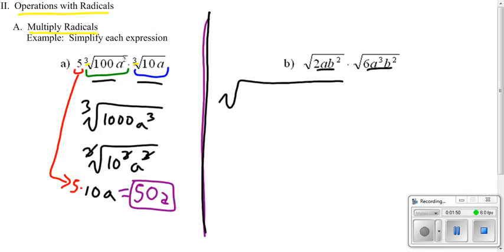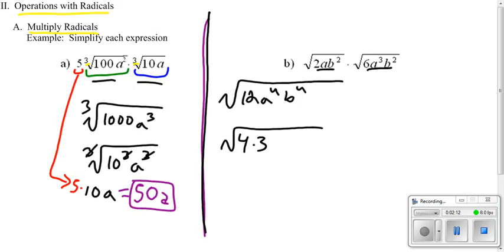So 2 times 6 is 12. A times a cubed is a to the 4th. And b squared times b squared is b to the 4th. Now here, we recognize that we don't necessarily have perfect squares. Our 12 does not come down to a perfect square number. But we can break it down into numbers that do work out a little better.